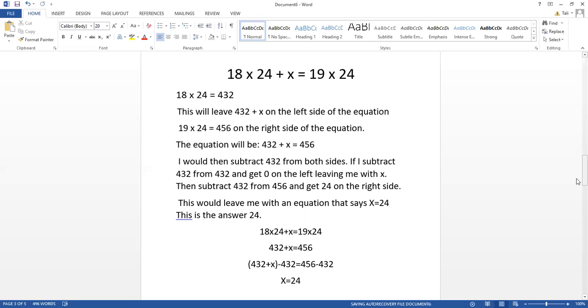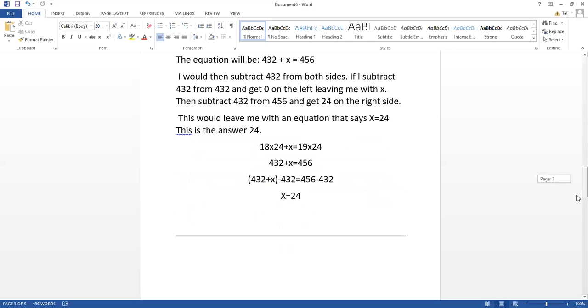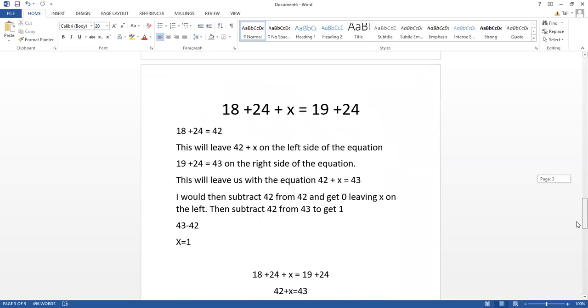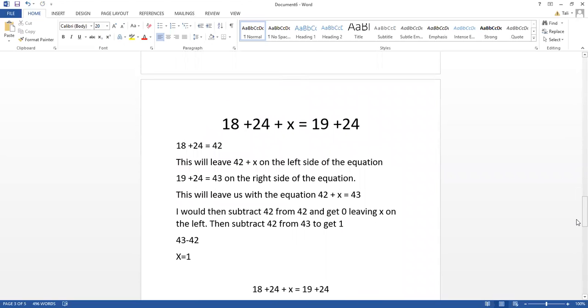The equation would be 432 plus x equals 456. Then I would need to subtract 432 from both sides of the equation so I could have x on the left side of the equation by itself. When I subtract 432 from 432, I would get 0, leaving the x by itself. When I subtract 432 from 456, I get 24 on the right side of the equation. This means that x equals 24. The answer is 24.